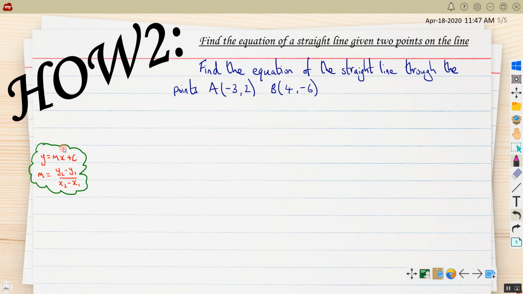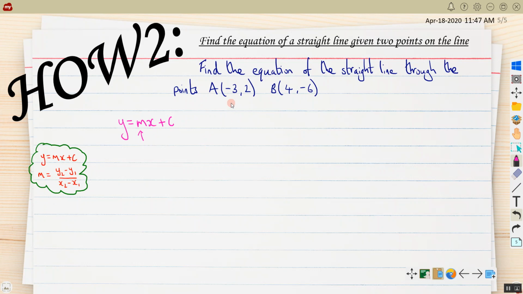In your formula booklets for IB, for MYP, and for Diploma, you get these formulas. The first one is your formula for a straight line, y = mx + c, and the second formula, m = (y2 - y1) / (x2 - x1). That is the formula for gradient, okay? M stands for gradient. So if I'm working out the equation of a straight line, I need two things. I need to figure out, first off, the gradient, okay? And I'm going to use this formula.